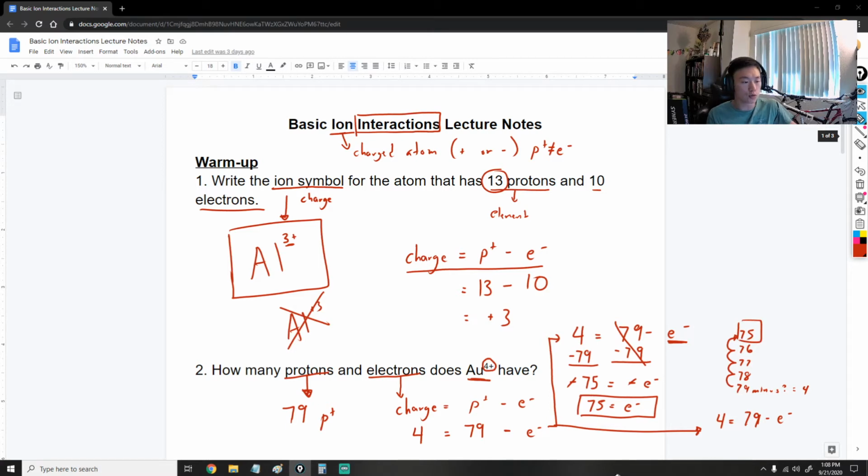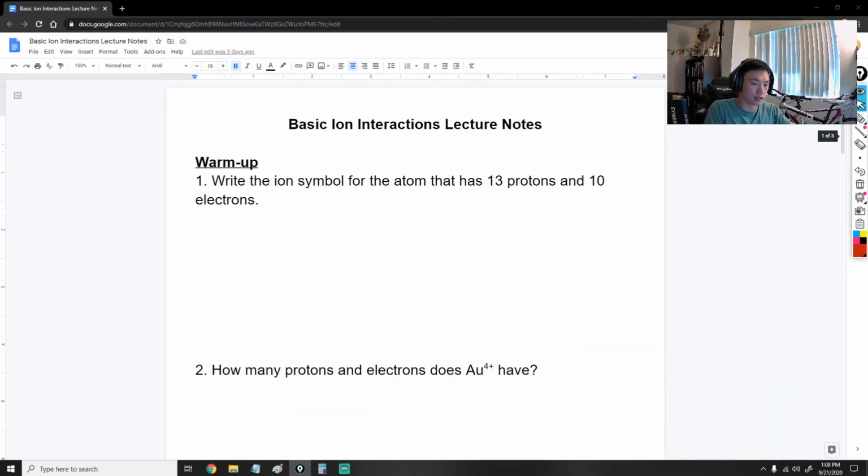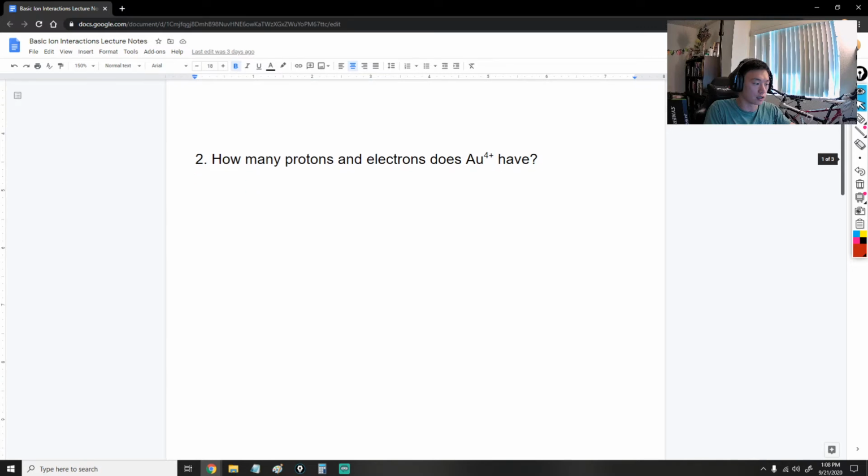Okay, so there's multiple ways to do it. As long as you can get a consistent answer using the system that you have, that's totally fine. But for the answer to this problem, we have 79 protons, and we have 75 electrons. Okay, so hopefully that helps you and refreshes your memory on how to find ion charges and how to write the symbols, because we're going to be referring back to that constantly. All right, let's move on.